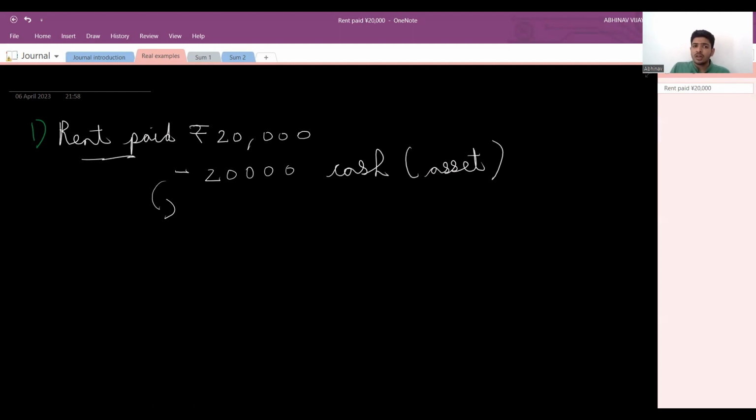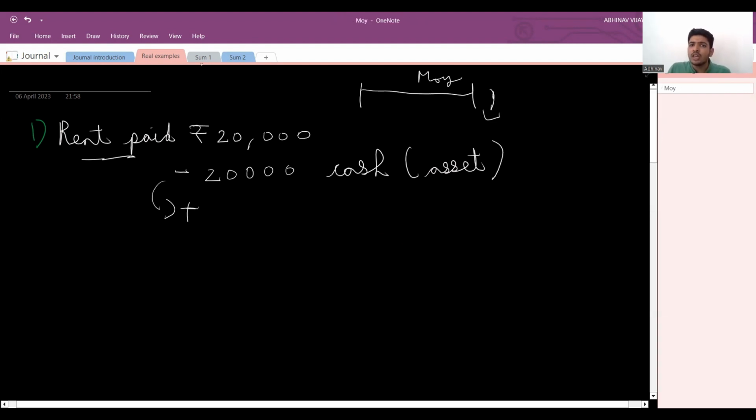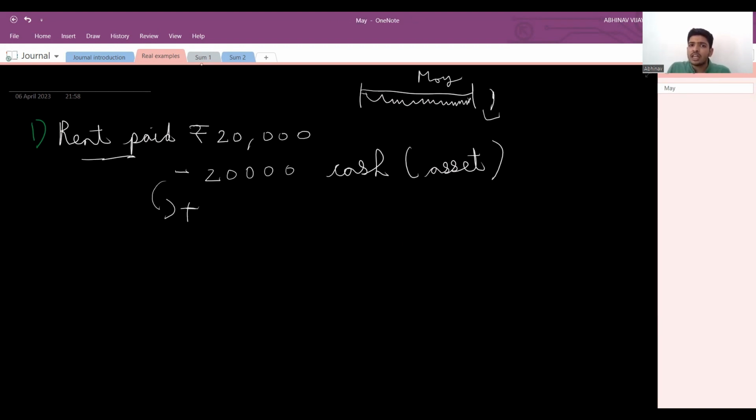Rent paid. Why is rent paid the reason? What is rent paid? Rent is any value, the benefit of which is taken in the past, that is already taken. So in this case, if the landlord asks you for rent at the end of May, that means you have taken the benefit of the land for the entire month. So the benefit has already been taken. That's why they're asking you for rent. So it is an expense. Since the benefit has already been taken, this value is an expense value.